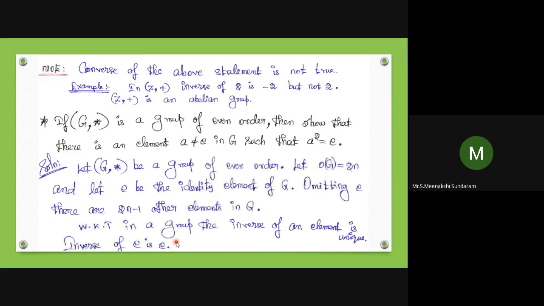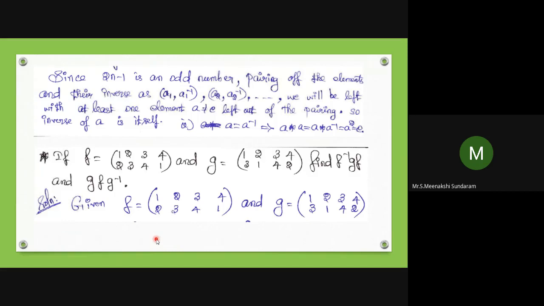We know that in a group the inverse of an element is unique. The inverse of e is e. Since 2n is an even number, any number multiplied by 2 becomes even, whether n is odd or even. If you subtract 1 from it, it is an odd number. I have already said e is the identity, so the remaining terms are the ones we pair up.